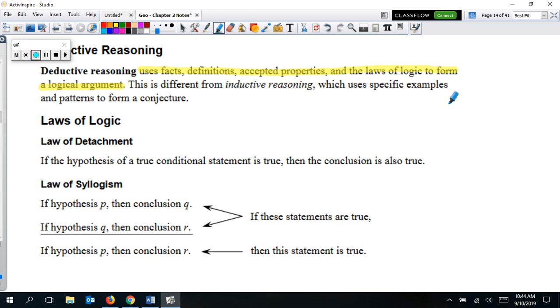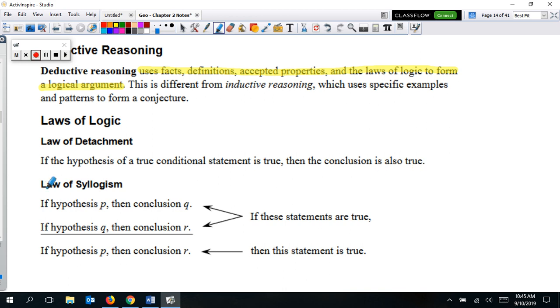Accepted properties. Well, we know about the distributive property. We could use that property with deductive reasoning. Okay, so any kind of properties are accepted. Laws of logic. Now, the laws of logic might be a little bit new, so we might want to have a little bit of explanation. So that's why it talks about the laws of logic down here. There's two of them, law of detachment and law of syllogism. I'm not going to spend a lot of time with the detachment one. In fact, we're not going to really worry about that one much at all. It just says if the hypothesis of a true conditional statement is true, then the conclusion is also true. Okay, that should make sense. It should pretty much make sense.